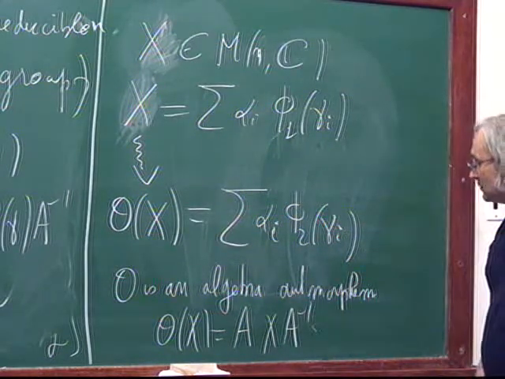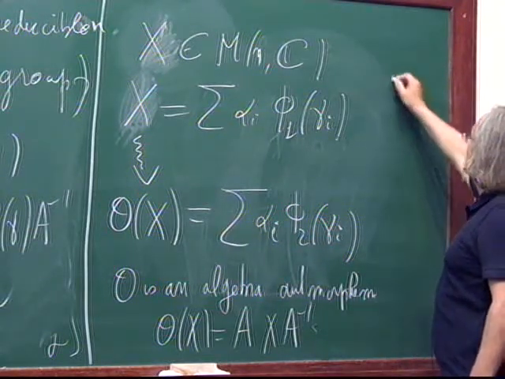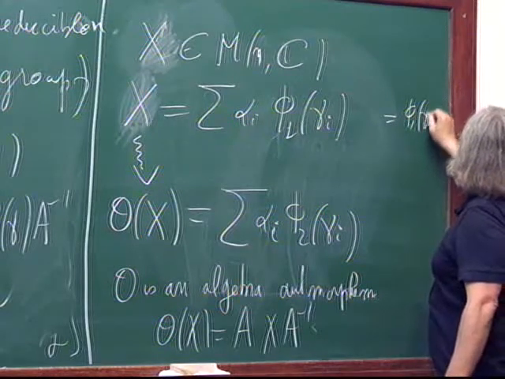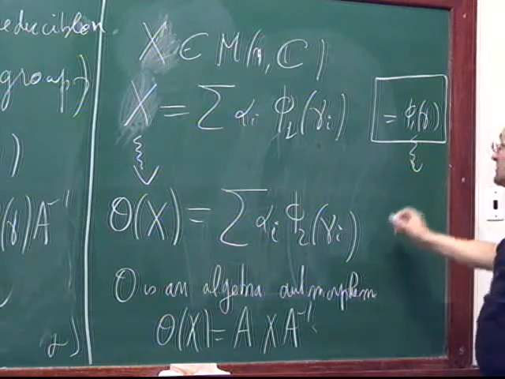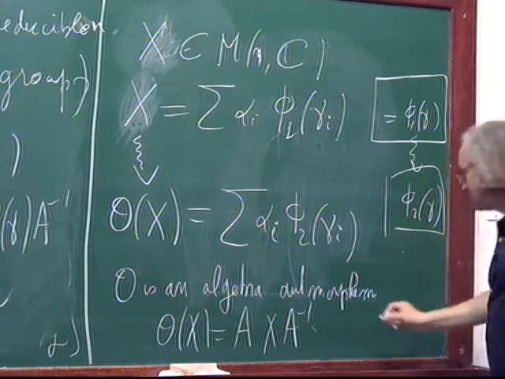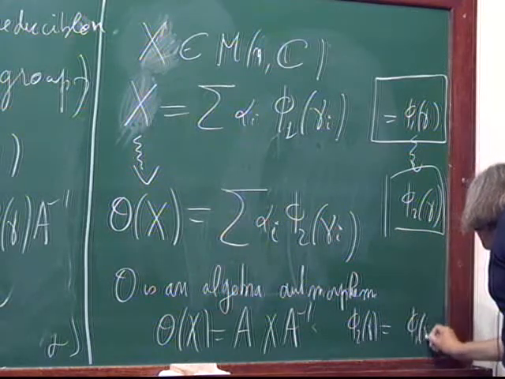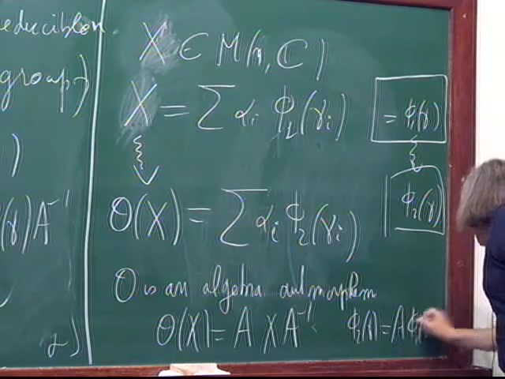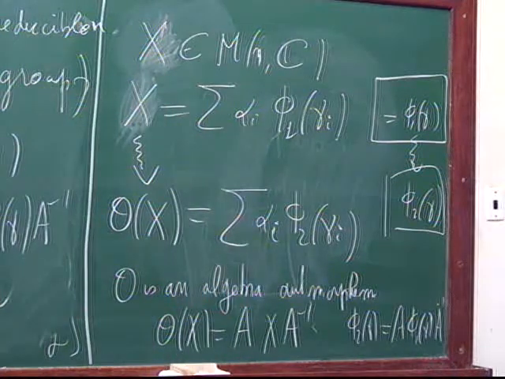Okay, so now let me write this equation in the special case where X is equal to phi 1 gamma. Of course, the image by theta of phi 1 gamma is just phi 2 gamma. So it follows that phi 2 gamma is the conjugate of phi 1 gamma by A. And indeed, I proved that the two linear representations are conjugate. Okay, so it's very simple.